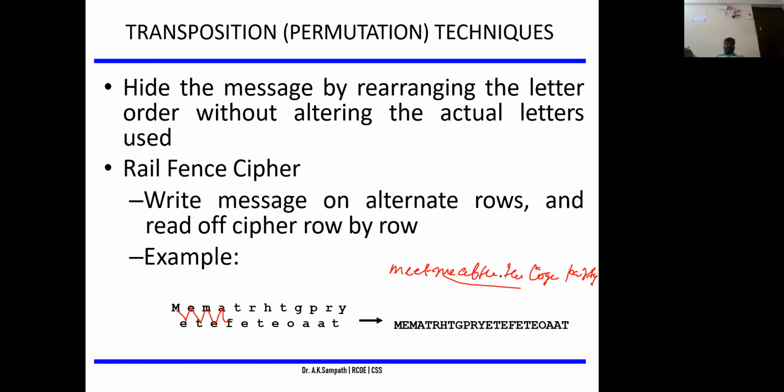I hope this is clear for you. Any queries regarding this technique, how the rail fence technique can be used?